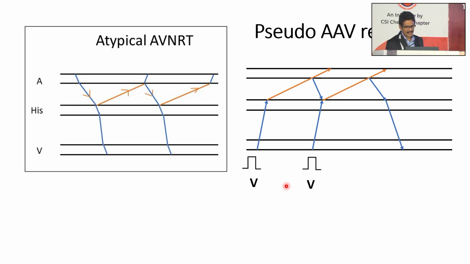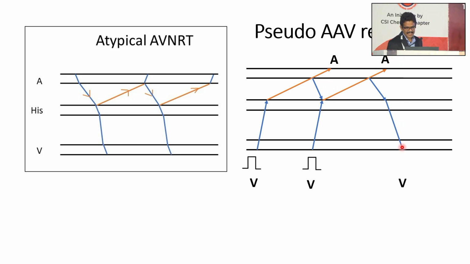Then comes something called a pseudo AAV response, which you find in atypical AV node or decremental conducting accessory pathway, where the conduction from the retrograde limb is slow. So this is during the tachycardia, where we gave V pacing. This V leads to this A, and this is the last V paced beat which gives later this A. So if you eyeball, you see that this V is followed by A, then this A, and then V.